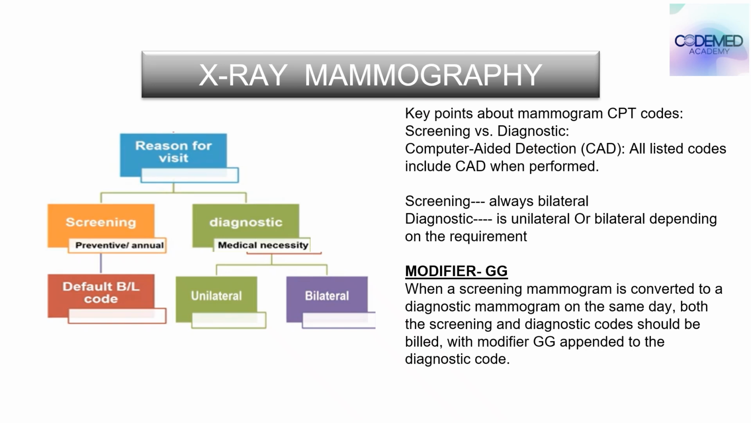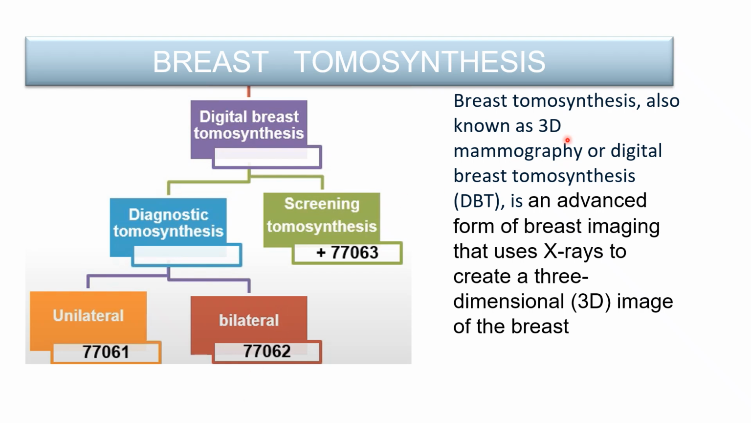Remember, very important. And then the next is the breast tomosynthesis, which is a 3D mammography or digital breast tomosynthesis. It is an advanced form of breast imaging that uses X-ray to create a three-dimensional image of the breast. So this is a digital tomosynthesis, and in that also we have diagnostic and screening. Screening is by default bilateral, while for the diagnostic we have the option of unilateral and bilateral.